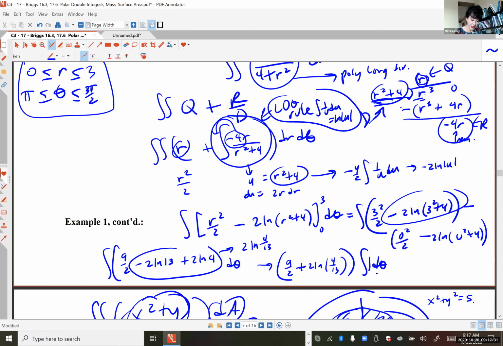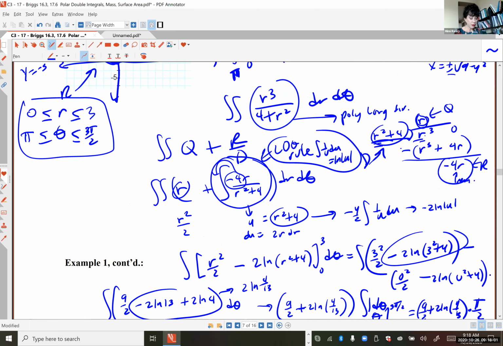I think this is supposed to be a plus, sorry. So that's just going to be theta, and then you'll evaluate theta between pi... oops, I'm putting the wrong limits on there. Be careful. Our limits were kind of strange. It was pi to 3 pi halves, and what's 3 pi halves take away pi? Isn't that pi halves? So our final answer is going to be this weird number, 9 halves plus 2 ln 4/13, times pi halves. I know that's a weird number, and it's roughly 3.3657 approximate.